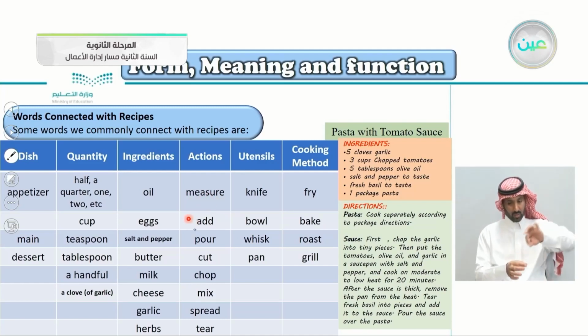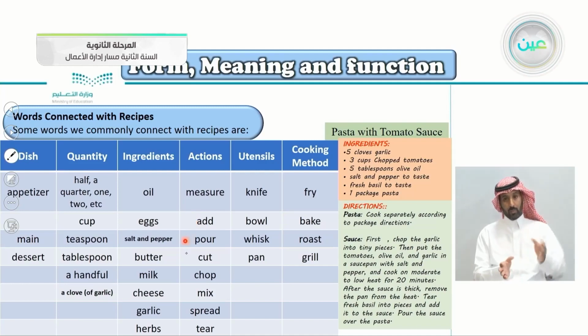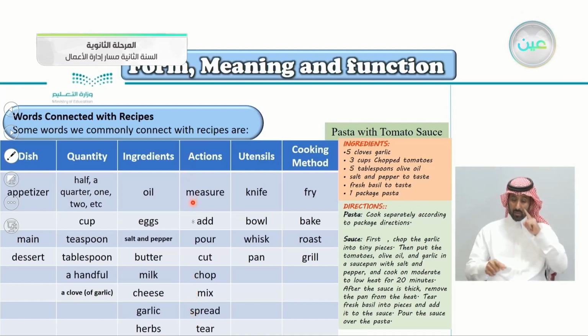You add things together. You put things together. You pour, especially the liquids, of course. You pour oil or milk. You cut the vegetables or chop, of course. Then you mix, spread, tear, and so on. So these are the actions you do while you are cooking.